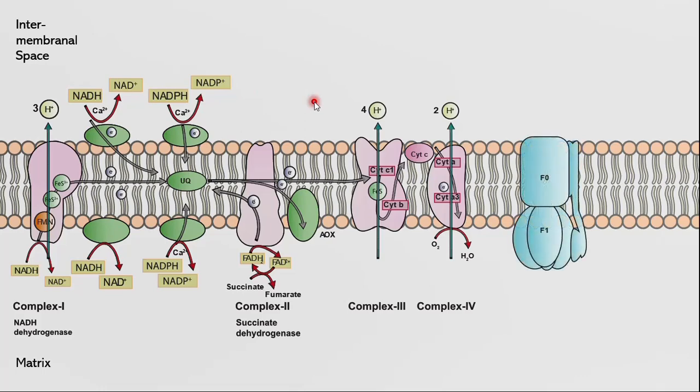ATPase is basically a complex of F0 and F1. F0 is the channel and F1 is the head. When protons travel, the head revolves and ATP is produced. ATP synthase is also called complex 5. The transfer of 3 protons from the intermembrane space to the matrix gives 1 ATP molecule.